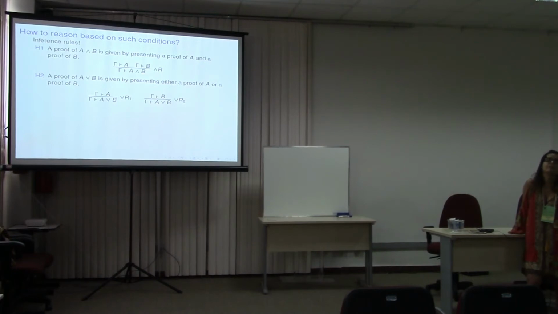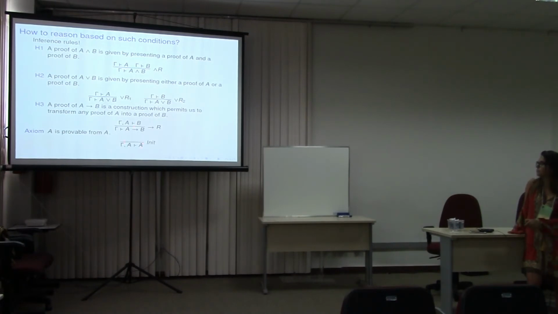So you have two rules. Implication: if from a proof of A you have a proof of B, then you have a proof of A implies B. This is the way we go from these conditions to rules. Of course, this is the initial axiom that says that A is provable if I have A in my hypotheses, so I can use this for proving things. And of course, here the R means right.